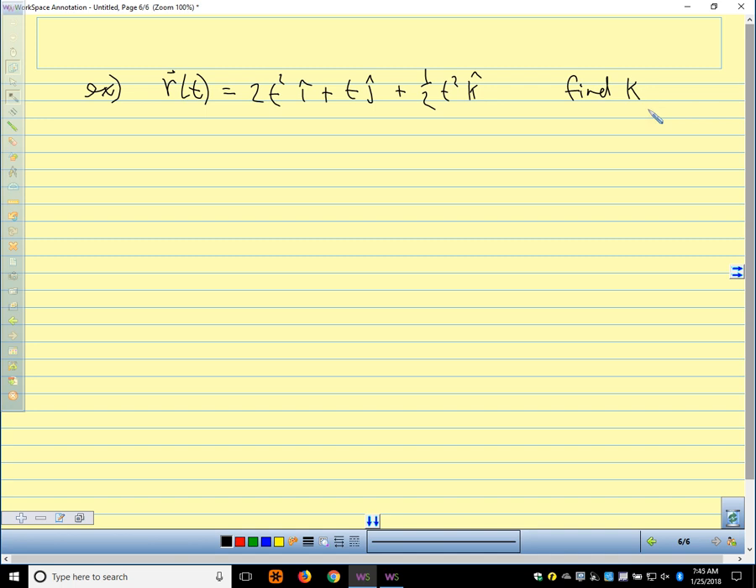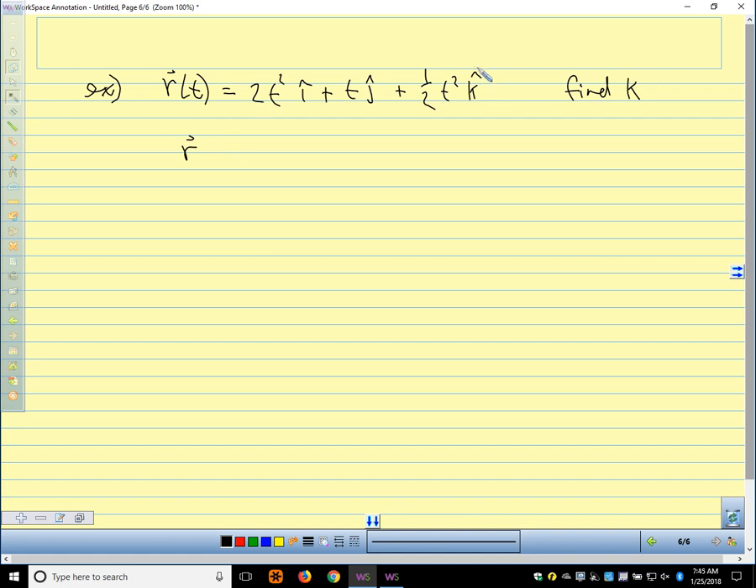All right. So we want to find curvature. Just so you know, some textbooks will use rho for radius of curvature. We just use an r. All right. So we've defined our curvature. We need r prime and we need r double prime.